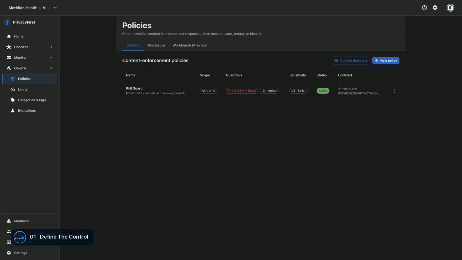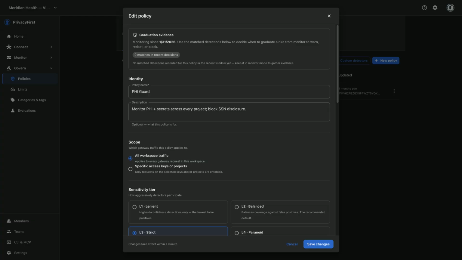The live content policy makes the ingress boundary explicit. FiGuard applies to all routed traffic at the strictest sensitivity tier and fails closed. It blocks a detected United States Social Security number, while health information and secrets remain in monitor mode. Those actions are deliberately different. Block rejects the affected request. Monitor records what matched without changing traffic. Scope, detection type, action, failure posture, enabled state, and policy version are all reviewable as one control.